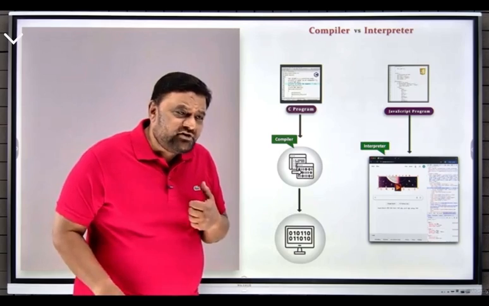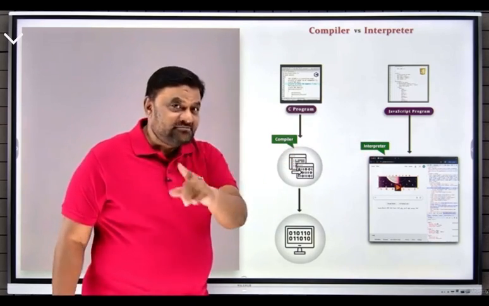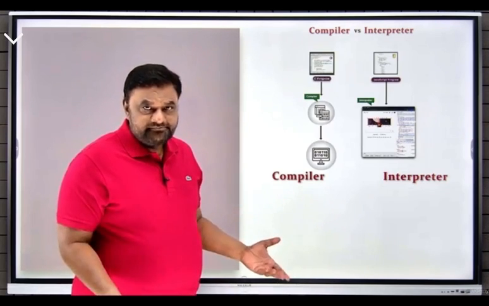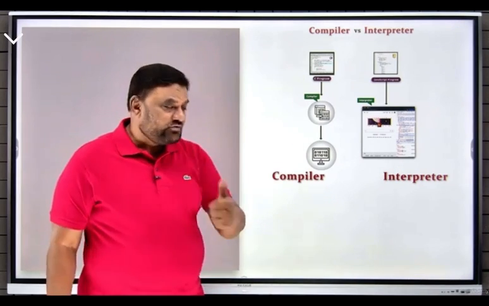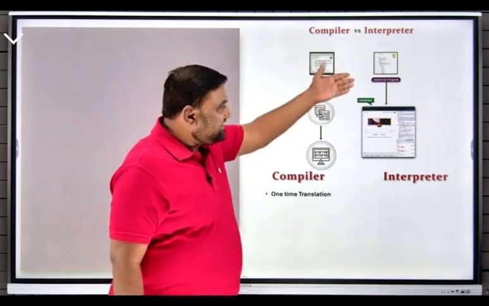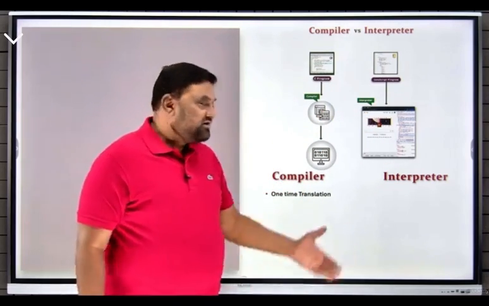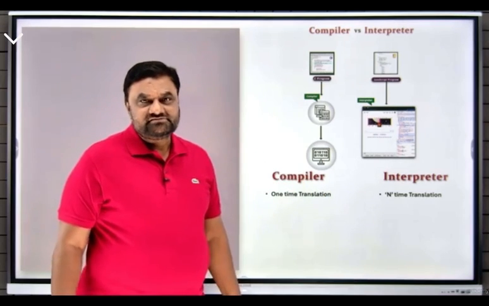Line by line means what? Every line is translated and executed. That is the meaning of line by line. Now, let us compare them. Same comparison. Here the translation is done how many times? Only one time. Here, as many times as you want to run that JavaScript in the browser, every time translation has to be done. So, n times execution, n times translation.